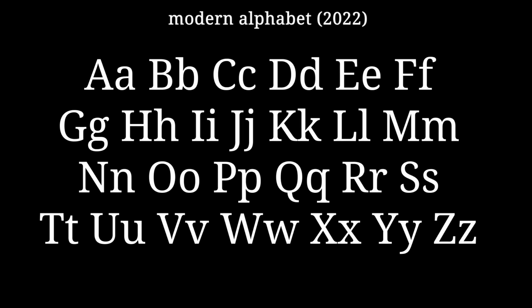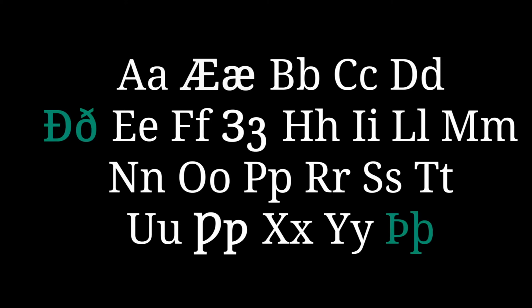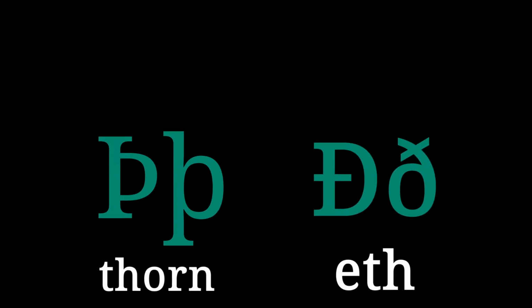We all know there are 26 letters in the English alphabet, but how many were there? How many do we not use anymore? This is the modern Latin alphabet we use today, and this is what it used to look like around the year 1000, when Old English wasn't old. We will particularly be focusing on these two letters, known as thorn and eth.